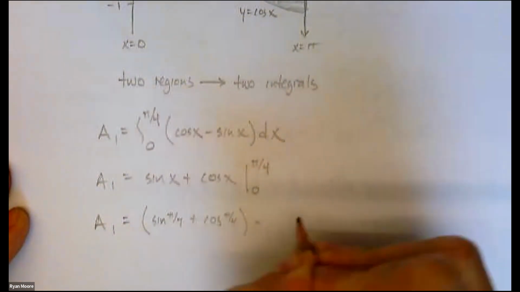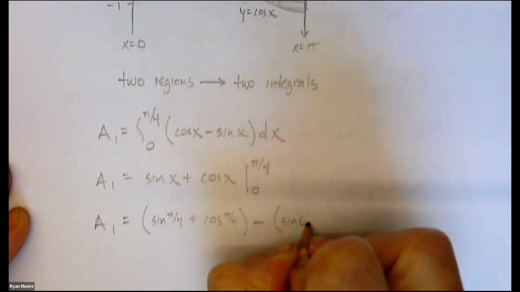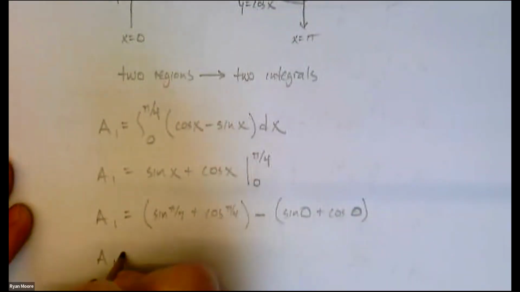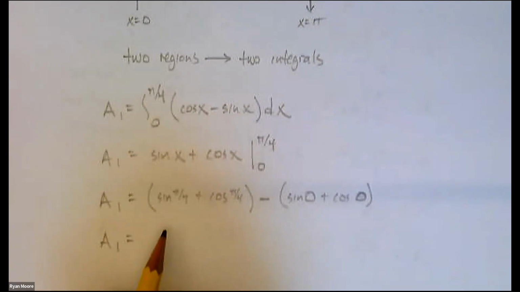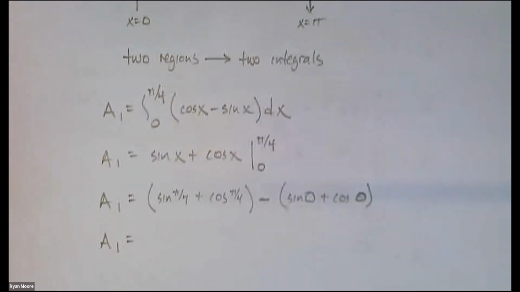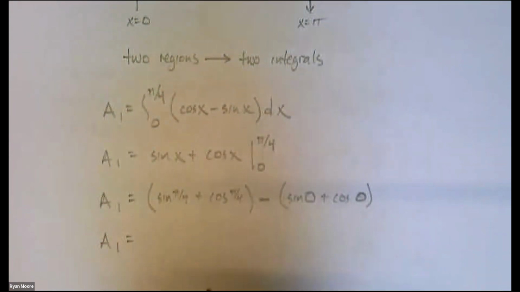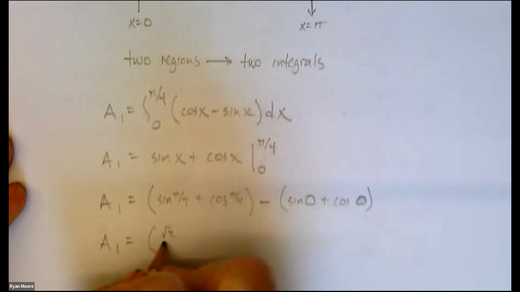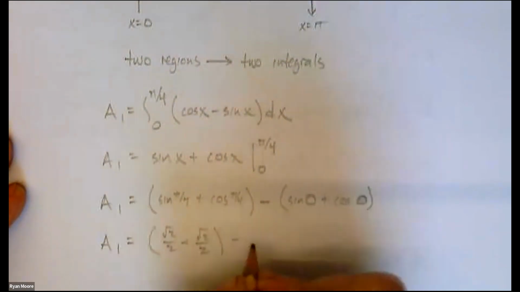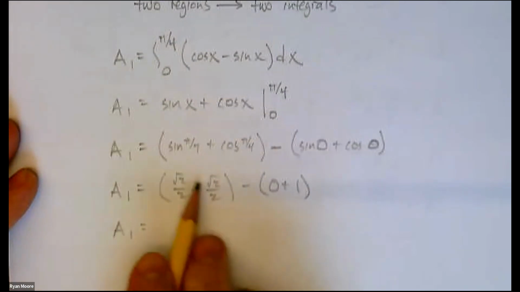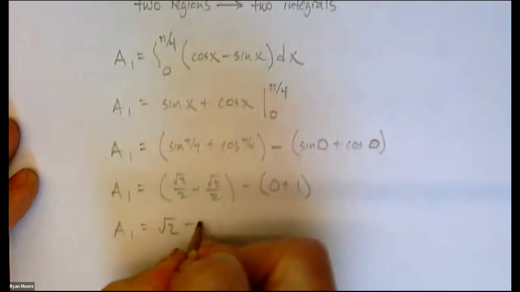Let's see, plugging in, we've got sine pi over 4 plus cos pi over 4 minus sine 0 plus cos 0. Let's see here, sine pi over 4 is root 2 over 2. Cosine pi over 4 is also root 2 over 2. So well, maybe I should just write it out. Root 2 over 2, root 2 over 2, minus sine 0 is 0, cosine 0 is 1. These added is simply root 2 minus 1. There's area 1.